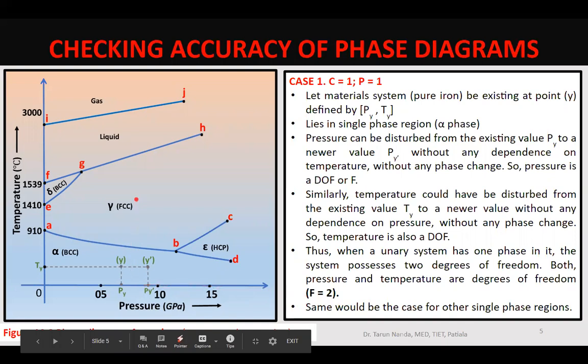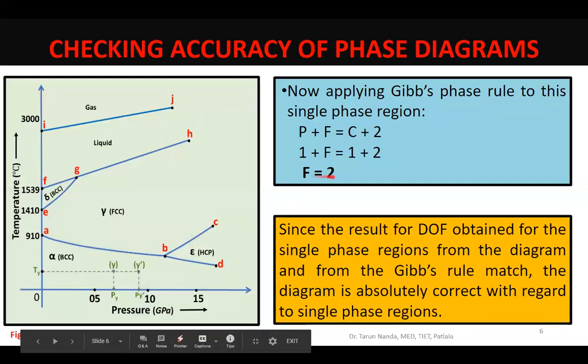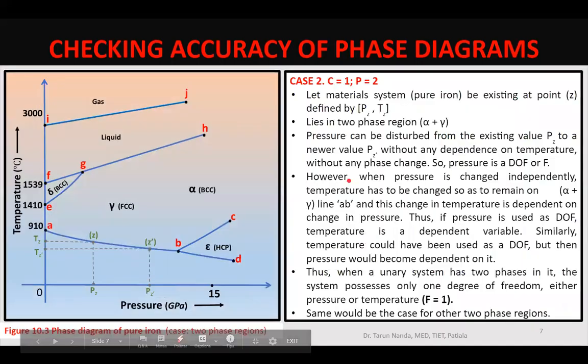So for all other single phase regions also, there would be parity between the results of degrees of freedom coming from the diagram and that coming from the Gibbs phase rule. Now let us check the two phase regions of the diagram.